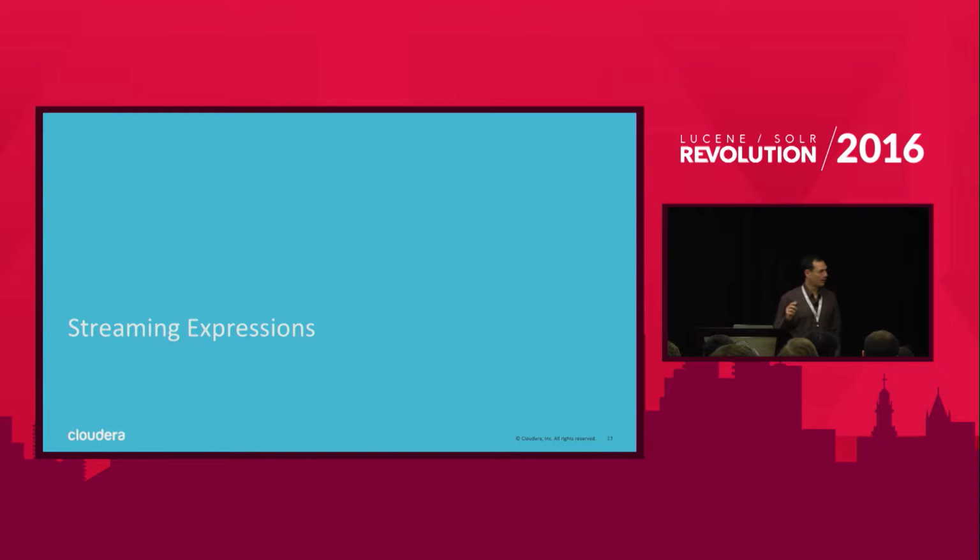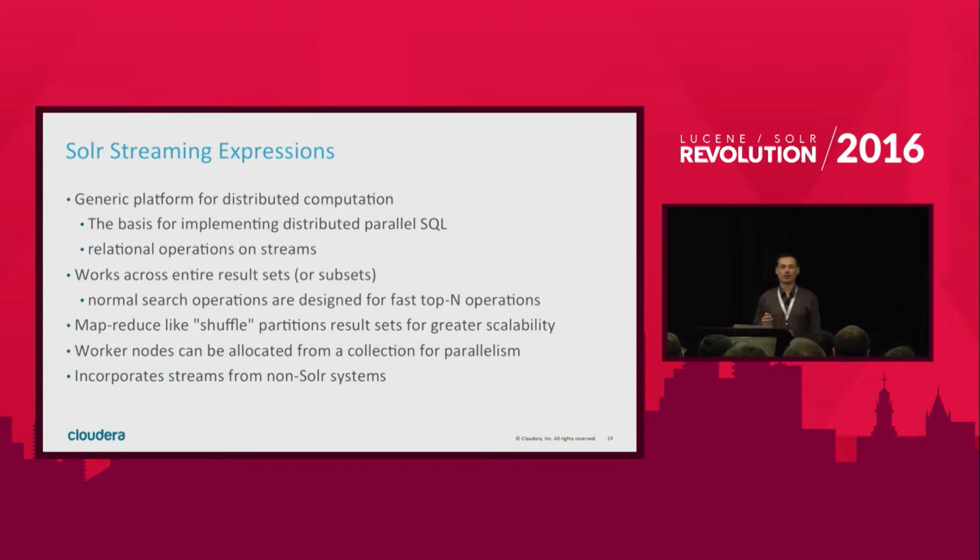All right, so that's enough about JSON facets because we're going to move on to a really cool new feature in Solr, streaming expressions. This is really a new generic platform for distributed computation over Solr Cloud. And it's the basis of the SQL stuff. The SQL stuff is built on top of the streaming expressions. I know the title of my talk is actually something like parallel SQL and analytics, but I actually spent a lot more time on the streaming expressions because that's where all the work has been happening.